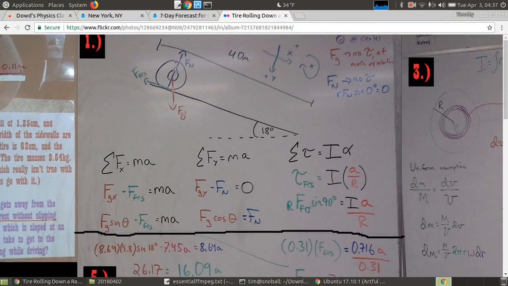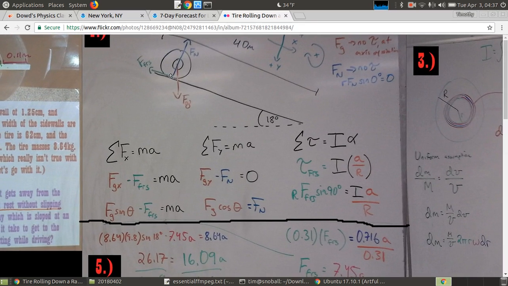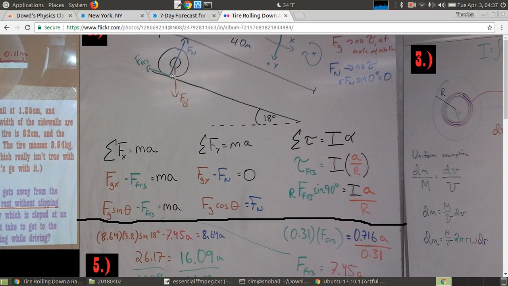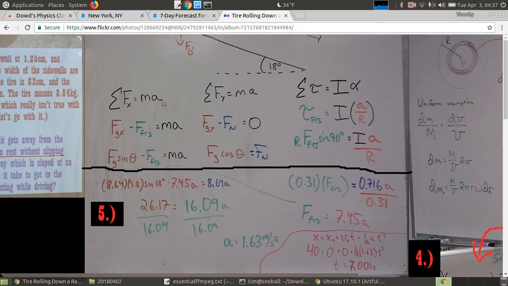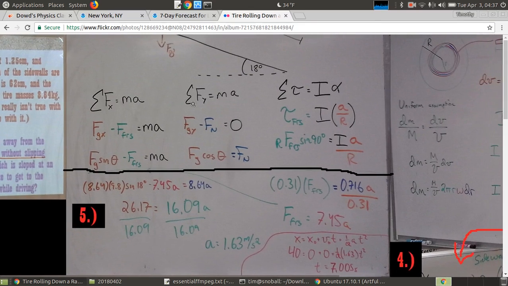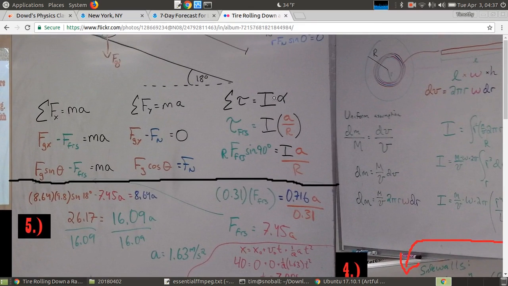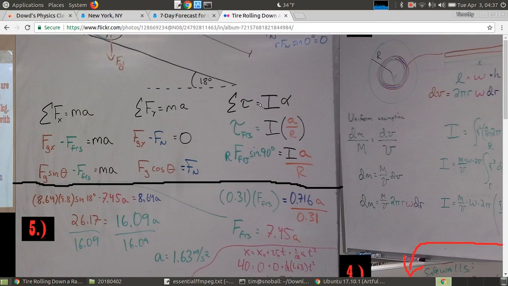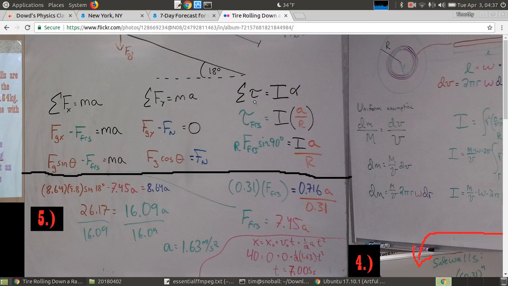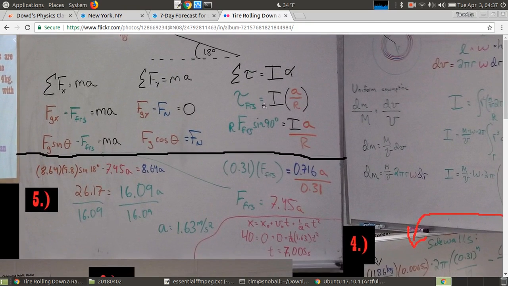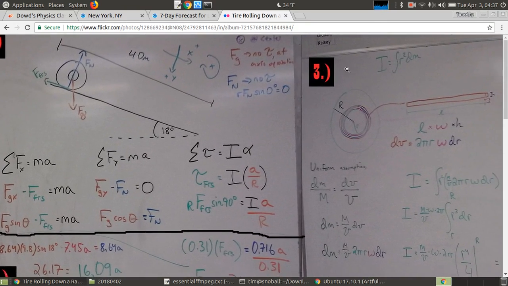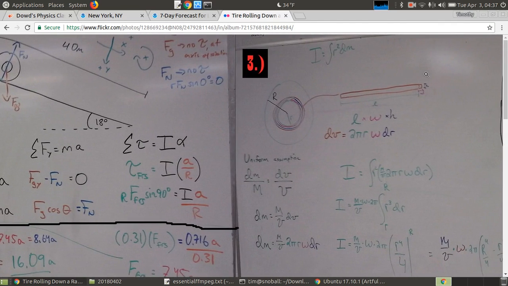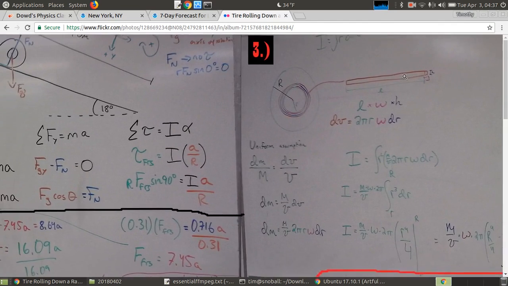So we put our forces on there. We're careful to draw where they're acting from, Fg from the center, force of friction from the rim. We've got our sigma Fx equals ma, our sigma Fy equals ma, and our sigma torque equals I alpha. So the bulk of this problem is actually calculating I. And that would take a lot of time. So I just think it's worth looking at to make sure you understand how it's done.